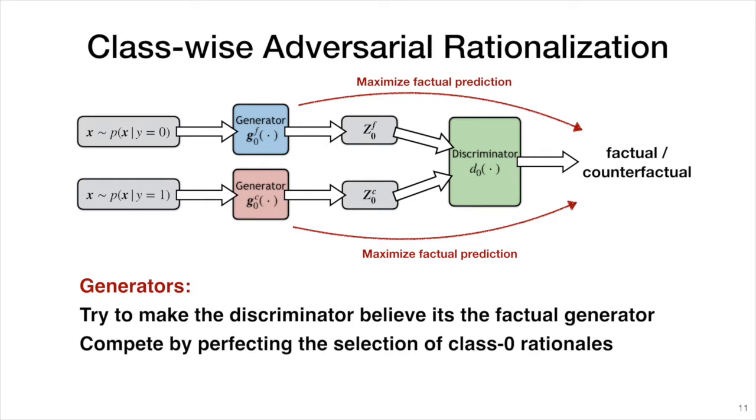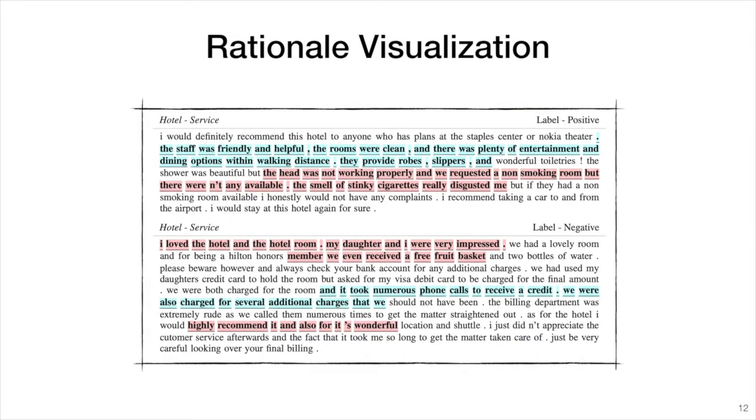It can be shown that through this adversarial competition, both rationale generators are able to perfect their selection of the class 0 rationales. Here are some examples of factual and counterfactual rationales highlighted by CAR on hotel reviews, where we can see clear pros and cons highlighting.